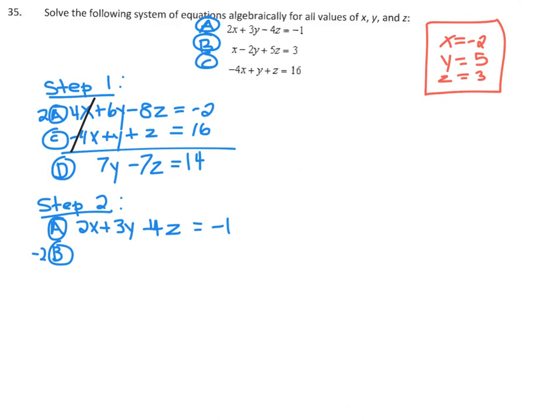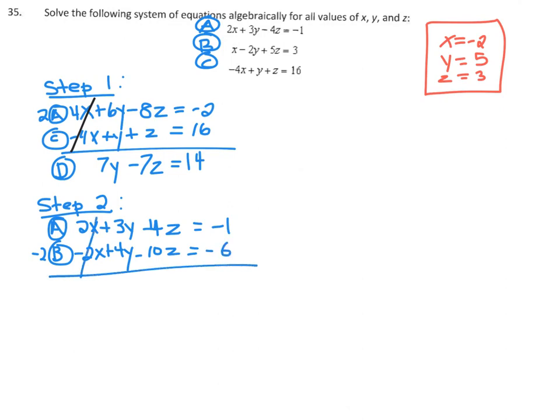So negative 2 times x is negative 2x. Negative 2 times negative 2y is positive 4y. Negative 2 times 5z would be negative 10z. And then negative 2 times 3 is negative 6. Okay, don't forget to multiply to the other side of the equation as well.